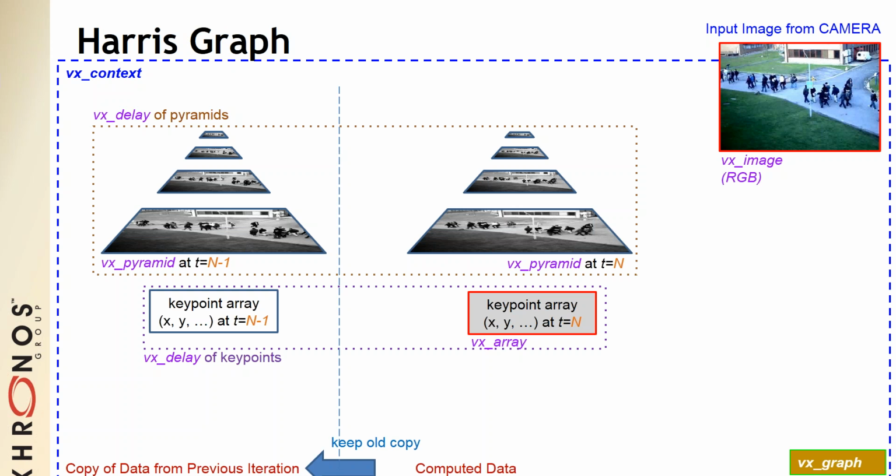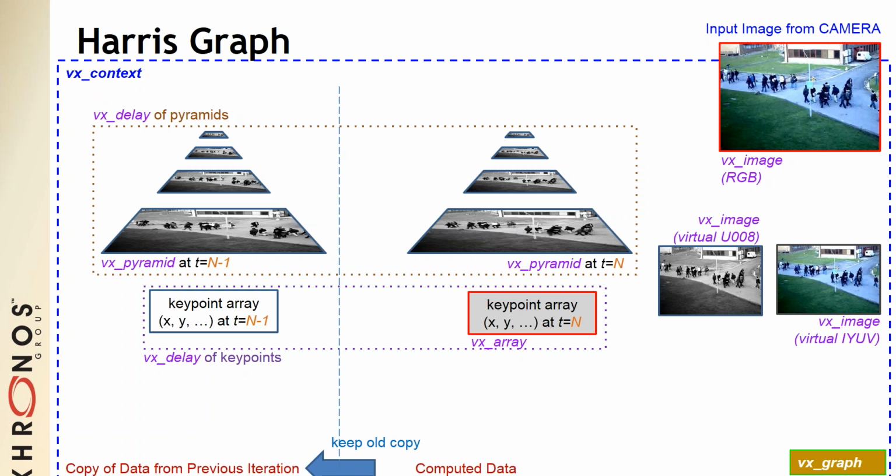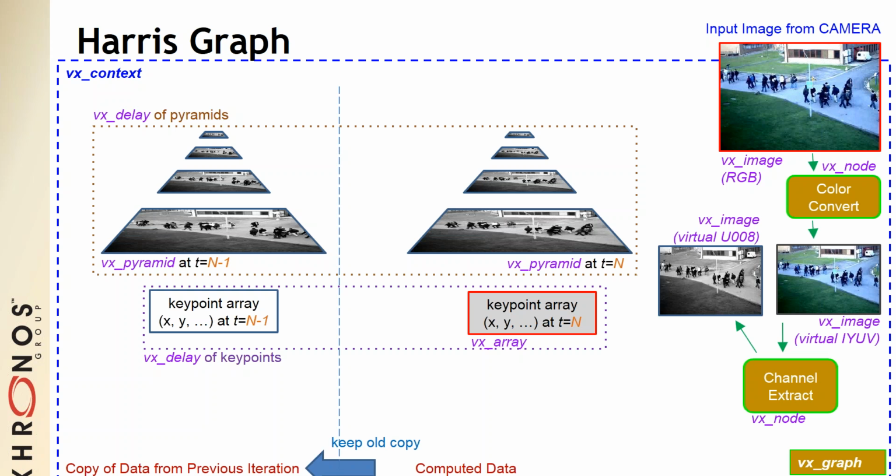Now let's look at how to build a graph to compute the initial set of features using Harris. We have the RGB input coming from a camera. To get a grayscale from RGB, first you need to convert RGB into a color format that has a luminance plane. Let's say we use IYUV here. Then use the color convert node and the channel extract node to get the grayscale from the RGB. The color convert node gets you to IYUV, and in the channel extract node you specify which channel you want from IYUV. In this case, it's going to be channel Y, and that gets you to the grayscale image.